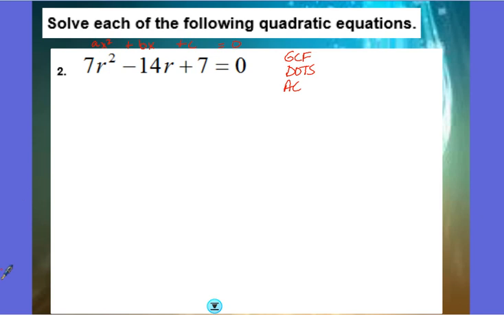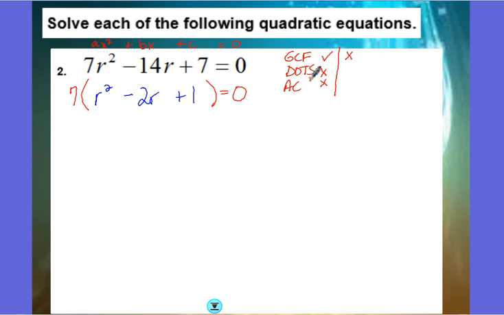There is certainly a GCF here. I can factor out 7 and then say what would be left. So if I divide each term here by 7, I'm left with r squared minus 2r plus 1. Okay, so we found a GCF. Now let's go through our checklist again. There is not another common factor.